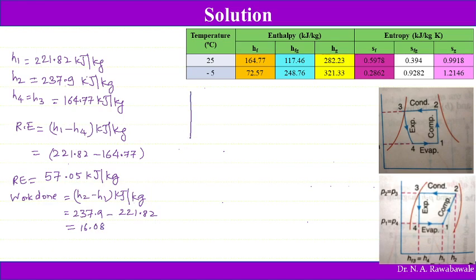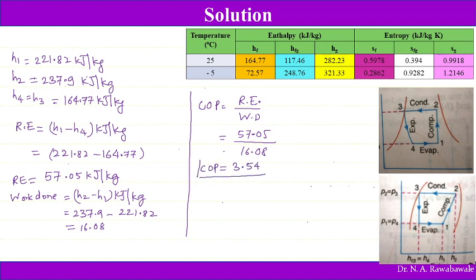Then to find out COP of the refrigerator, COP is equal to refrigerating effect divided by work done. The refrigerating effect which we obtained here is 57.05 divided by work done, 16.08. So this is going to be 3.54 COP. So this is the answer of the given problem.